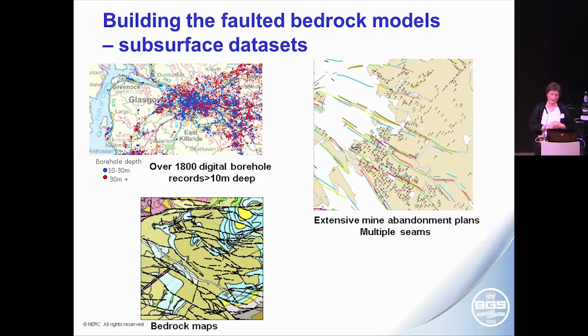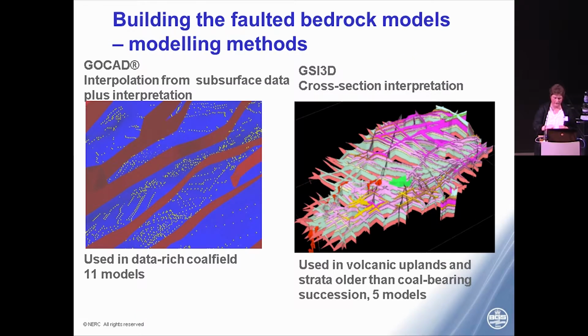It's called a mine abandonment plan. The spots are spot heights on the coal seam under the ground, and the coloured lines are where we can interpret faults in that mine abandonment plan. We can work out the geometry of those faults in 3 dimensions by looking at the stacked coal seams that have been mined. And we also have the geological maps, obviously, to constrain our models.